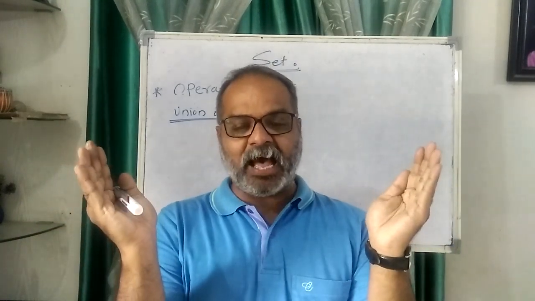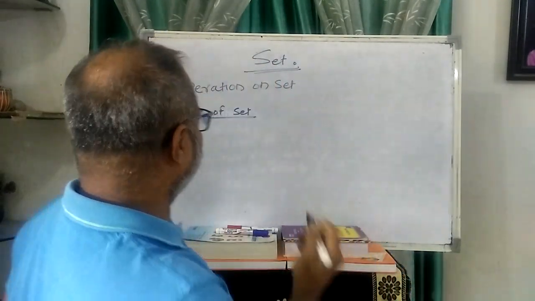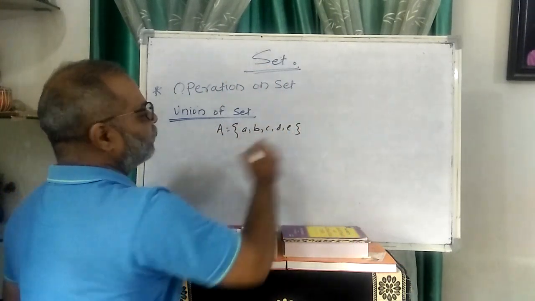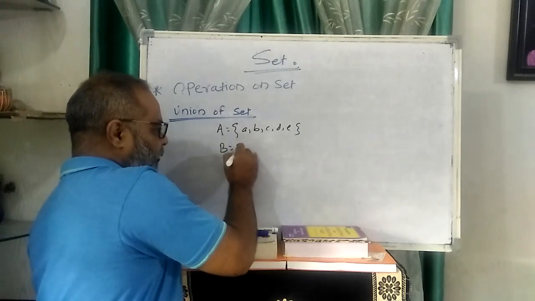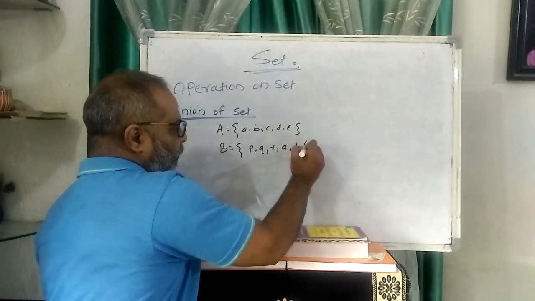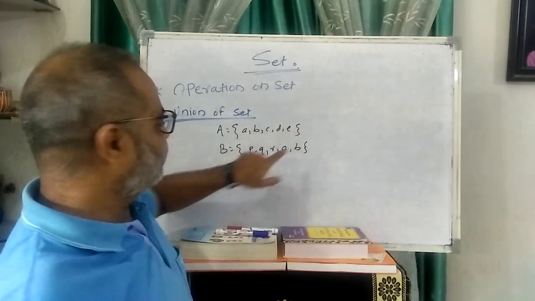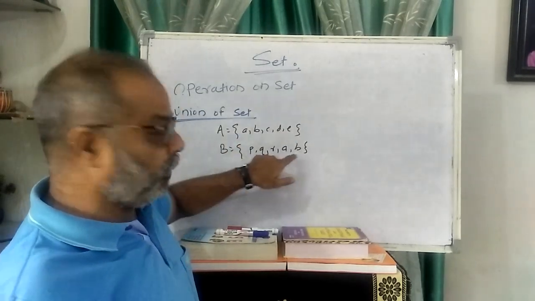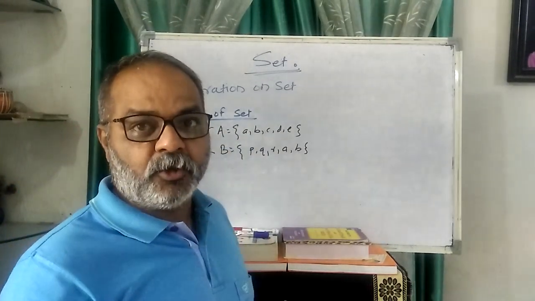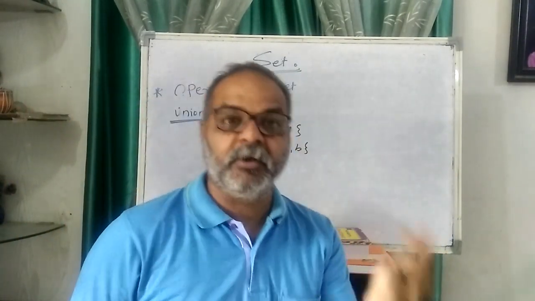Union means we add all the elements of the sets to form a set. Okay. I write two sets. I write set A as A, B, C, D, E. Okay. So I write set B here as P, Q, R, A, B. Now, the set A contains A, B, C, D, E. Set B contains P, Q, R, A, B. Now I take the union of these two sets. What is union? Union means you just collect all the elements of the given sets.